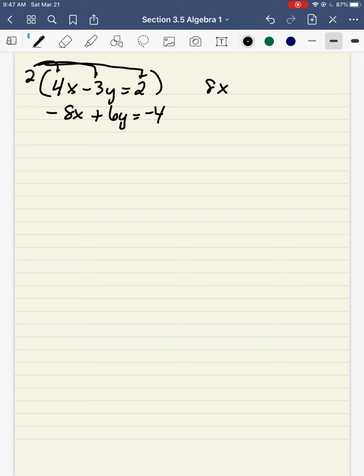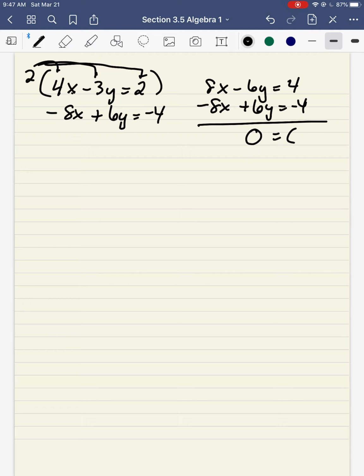So I have 8x minus 6y equals 4. Rewrite the second equation, minus 8x plus 6y equals minus 4. Now when I add the equations, everything drops out. I don't have any more variables, and even my numbers on the right side made a 0, and 0 does equal 0. So the solution to this is they are the same line, infinite solutions.